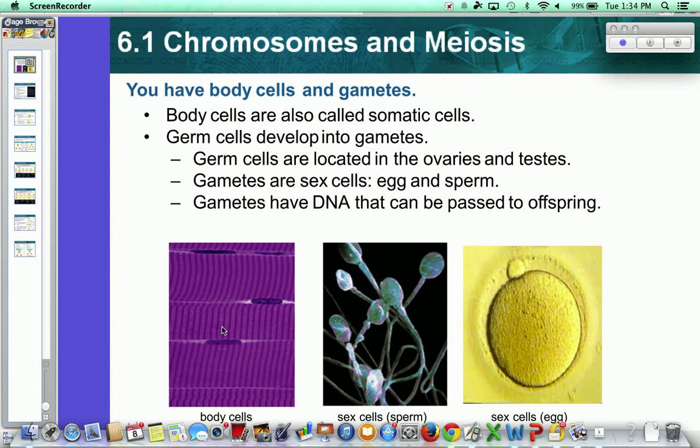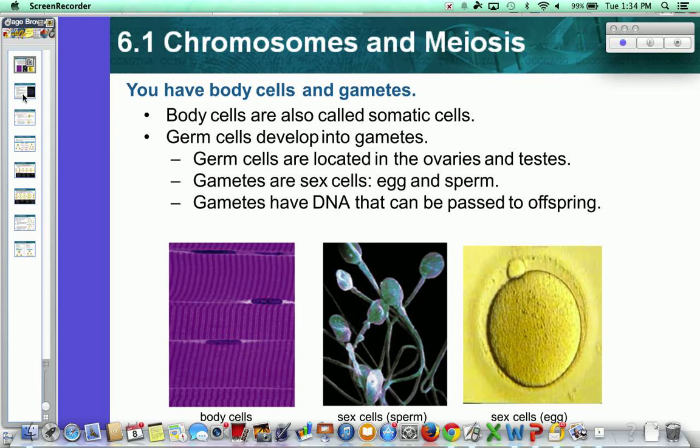So these are some pictures. This is a body cell. The way it's striated like that, possibly a muscle cell or a tissue cell. Here you've got your sperm cells, which you've probably seen since you were in 5th grade health class, where you saw that first picture that looks like the little head and the tail swimming. And then this would be the egg cell.